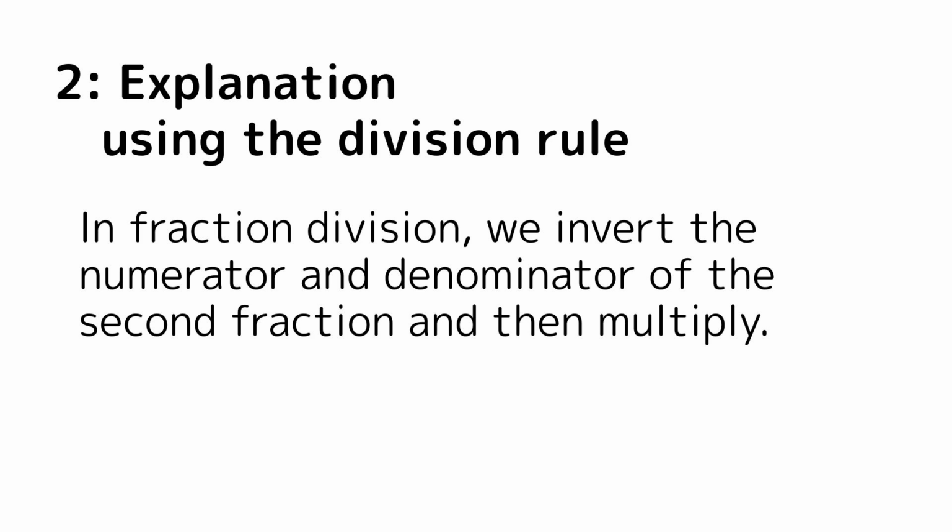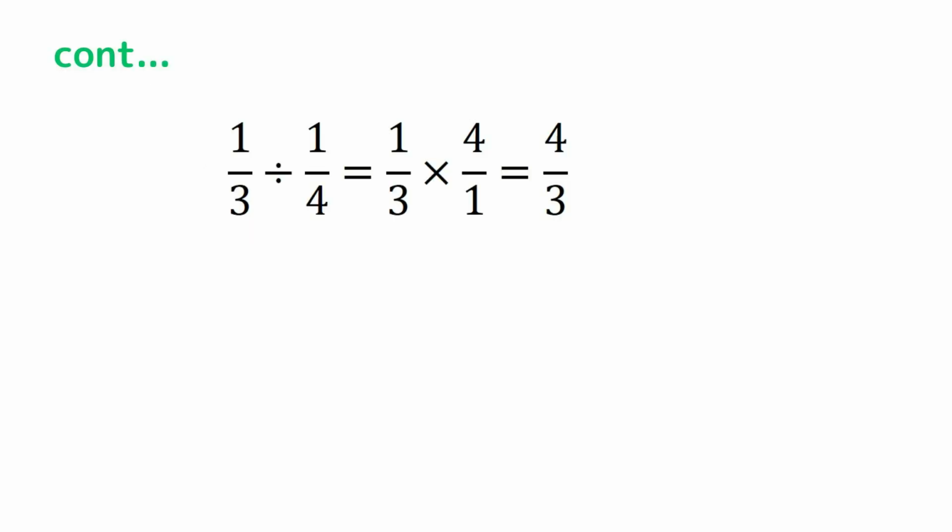Section 2. Explanation using the division rule. There is the following division rule. In fraction division, we invert the numerator and denominator of the second fraction and then multiply. Inverting the numerator and denominator of 1/4, we get 4/1. As you already know, in fraction multiplication, we multiply the numerators together and the denominators together. 1/3 divided by 1/4 equals 1/3 times 4/1 equals 4/3. Easy, isn't it? The correctness is clear from the explanation in Section 1.